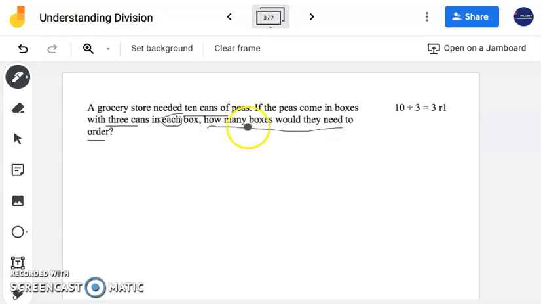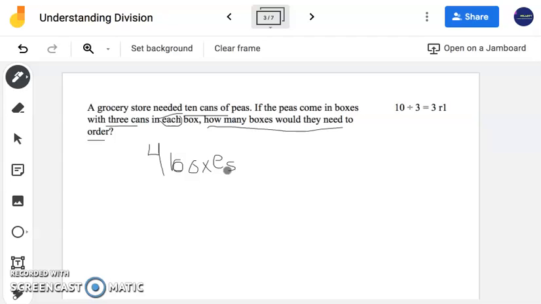So if they ordered 3, you wouldn't have enough. But then if they ordered 4 boxes here, you would be able to fill and use up all the cans. So again, if they needed 10 cans of peas, they have to have that. If they only ordered 3 boxes, then they'd only have 9 cans. But what about that remainder? You still needed that. The grocery store still needs that.